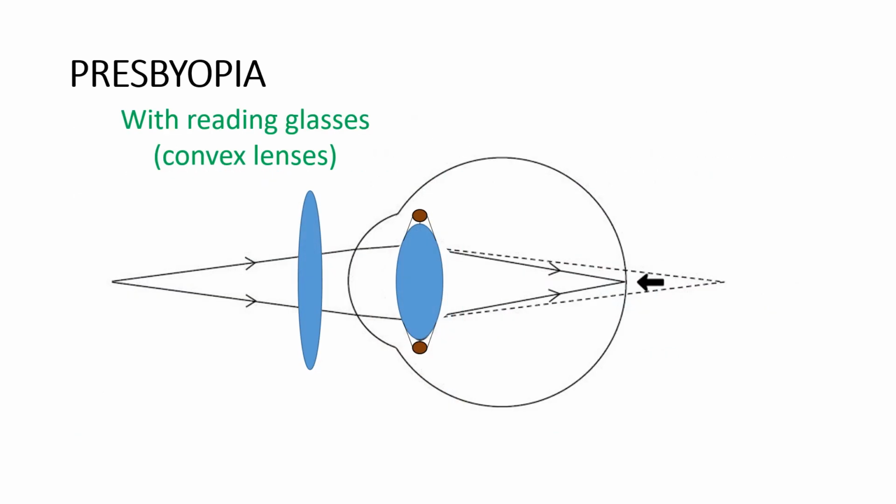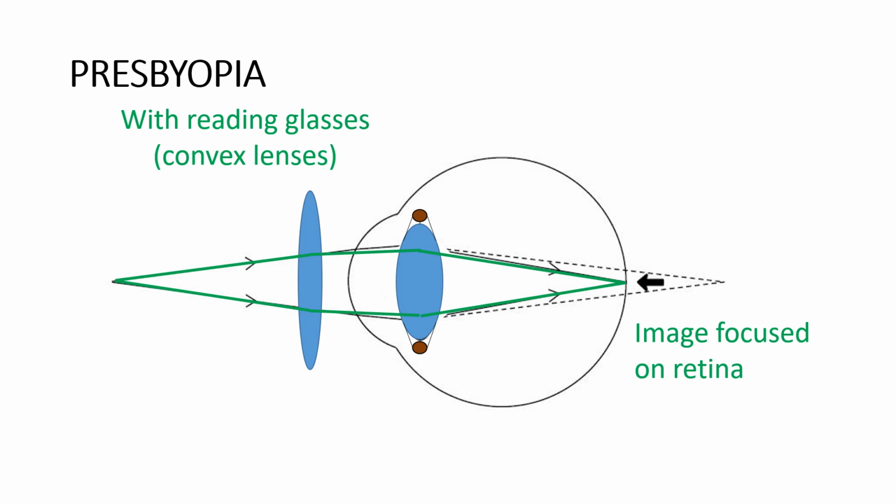And here it's just shown that with a convex lens or reading glasses, one can correct presbyopia and let the image from a near object focus onto the retina.